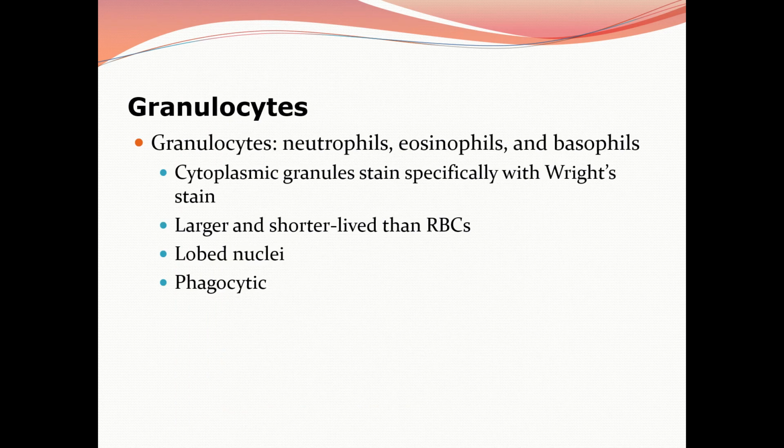There are two main types or groups of leukocytes. There's granulocytes and agranulocytes. For the granulocytes, these include neutrophils, eosinophils, and basophils. They have cytoplasmic granules that stain specifically with Wright's stain. They are larger and shorter lived than red blood cells. They have lobed nuclei, and they're phagocytic, meaning that they will go and eat bacteria and debris. Phago means to eat.